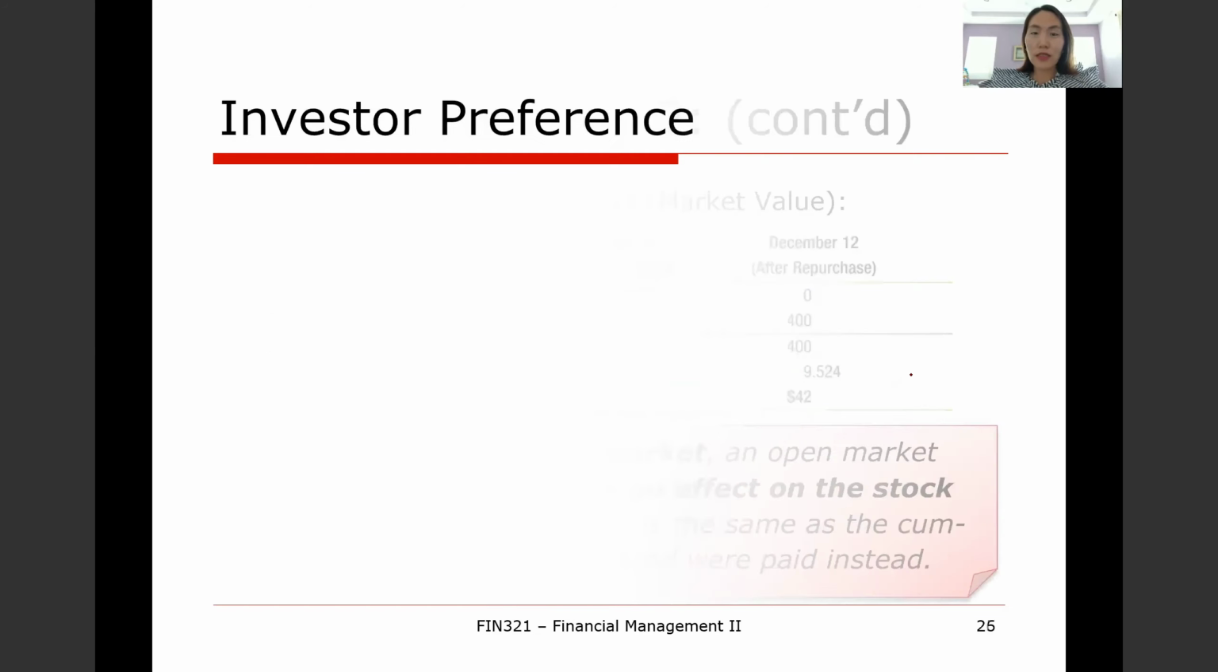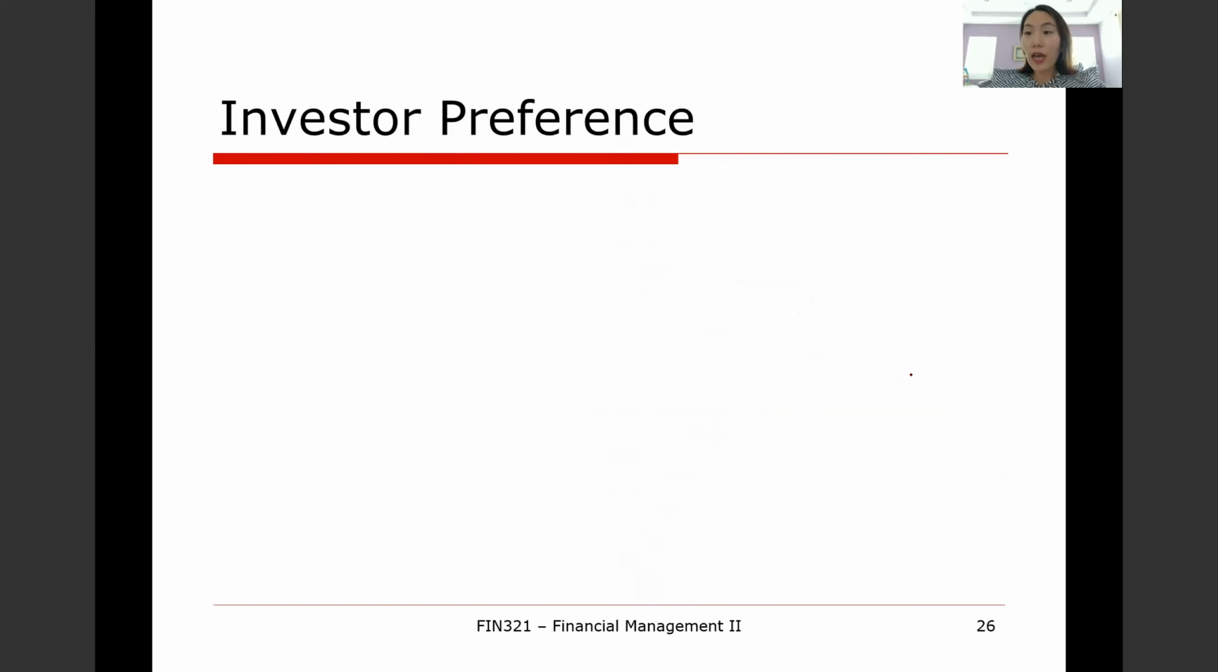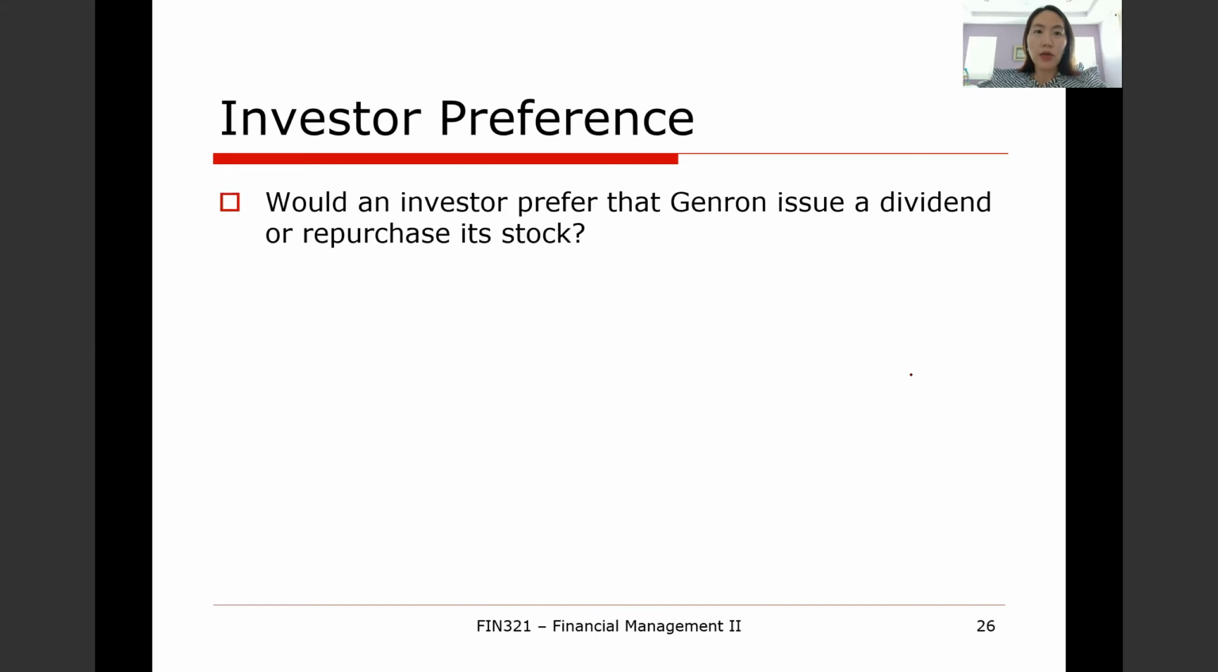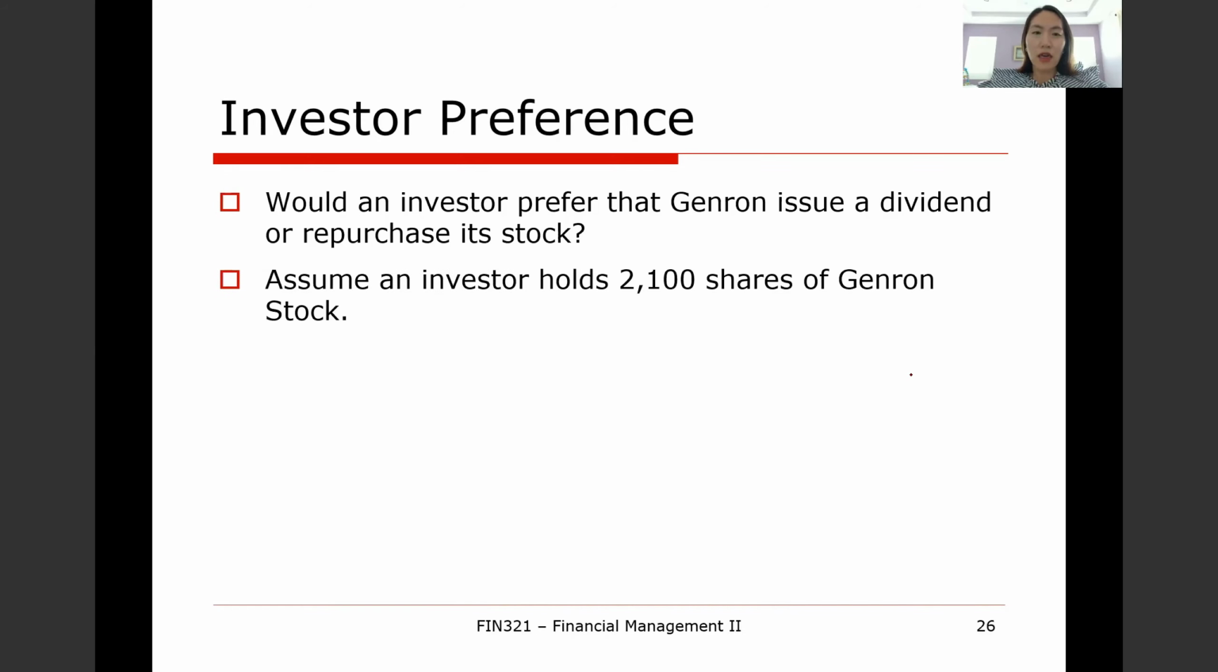Okay, so let's investigate investor preferences. So far we haven't made any judgments yet over which policy is better. So let's evaluate an investor's preference to see whether one policy makes the investor wealthier than the other. Would an investor prefer that you issue a dividend or repurchase stock? To investigate, let's assume an investor who holds 2,100 shares of Junon stock. Pretend that you are that investor.